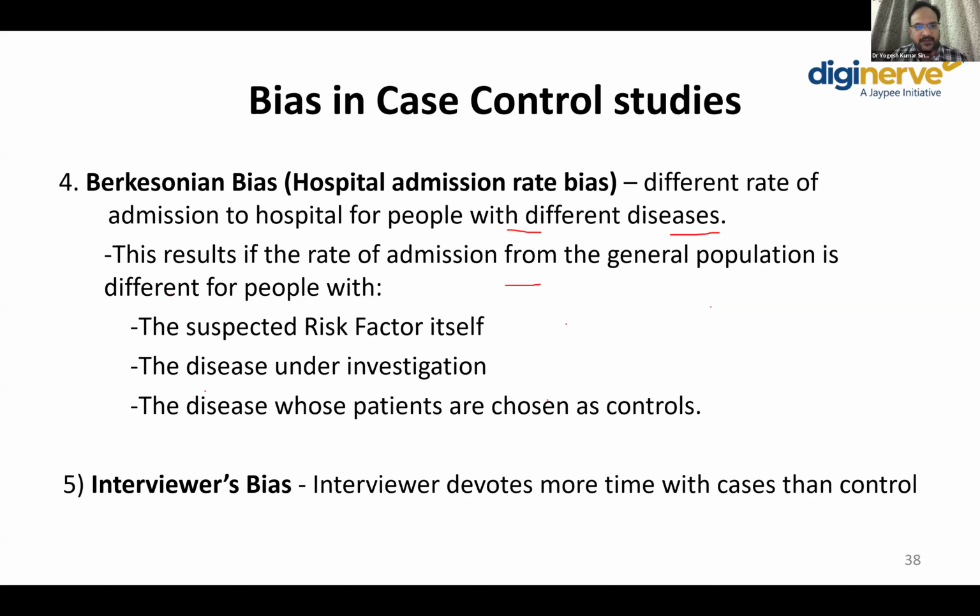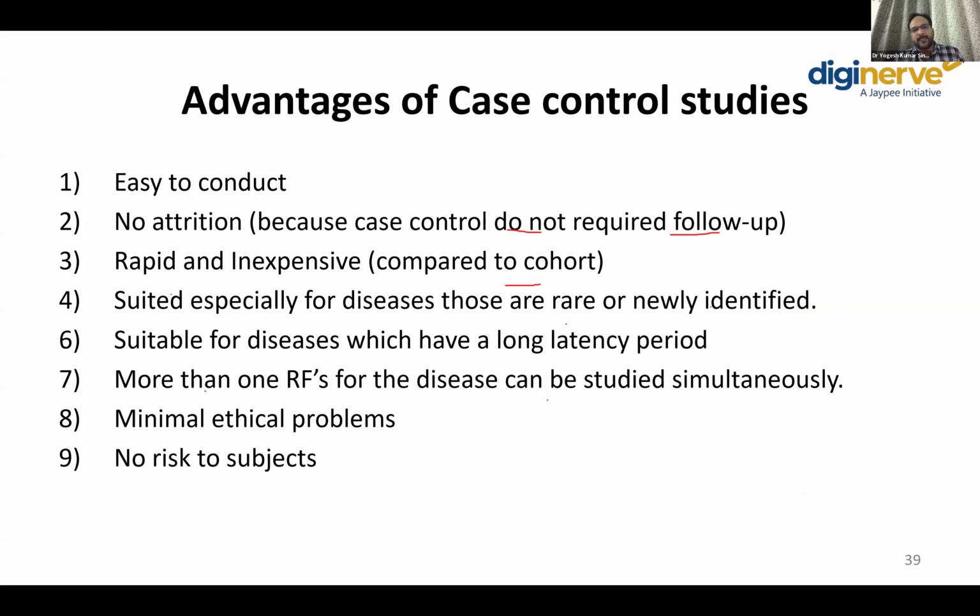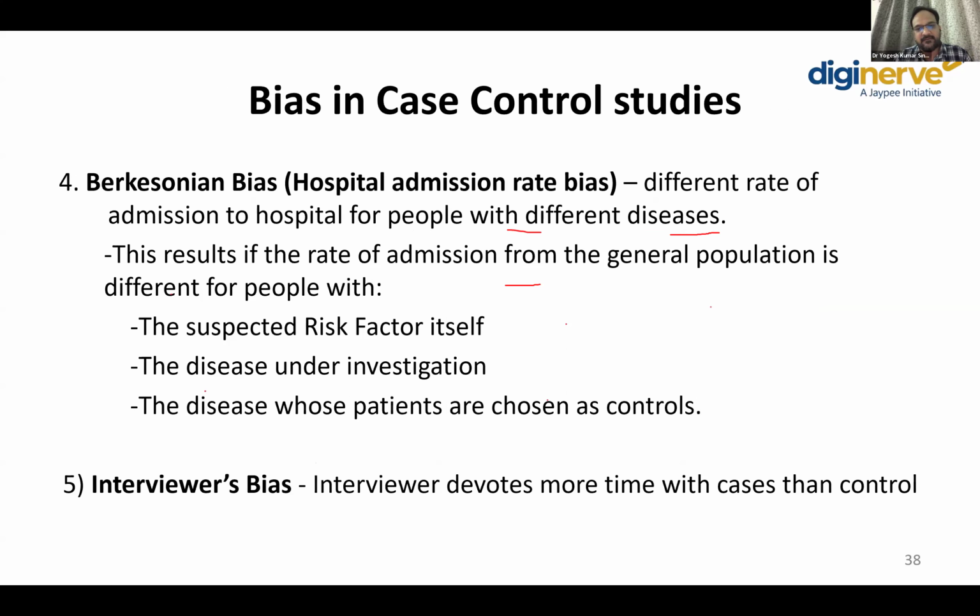Then interviewer bias. Interviewer bias means the interviewer has knowledge about the cases. The interviewer knows that this person is a case, so he will devote more time to the case rather than the control. Now, how to reduce the interviewer bias? By using blinding. We should not tell the interviewer whether the person is a case or a control.